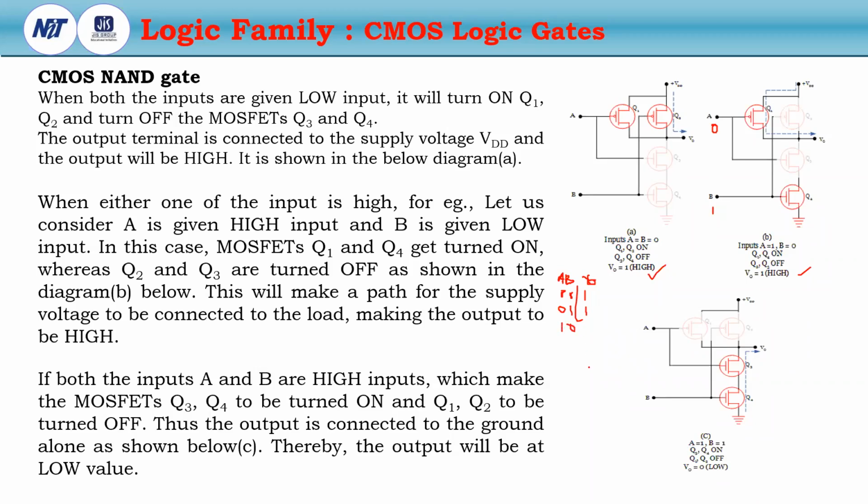1, 0 means what happens? If it is 1, 0, then Q2 will be turned on and Q3 will be turned on. But Q1 and Q4 will be turned off.